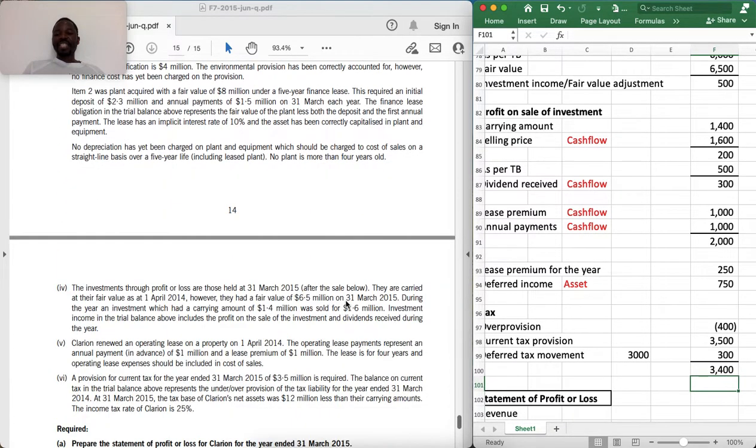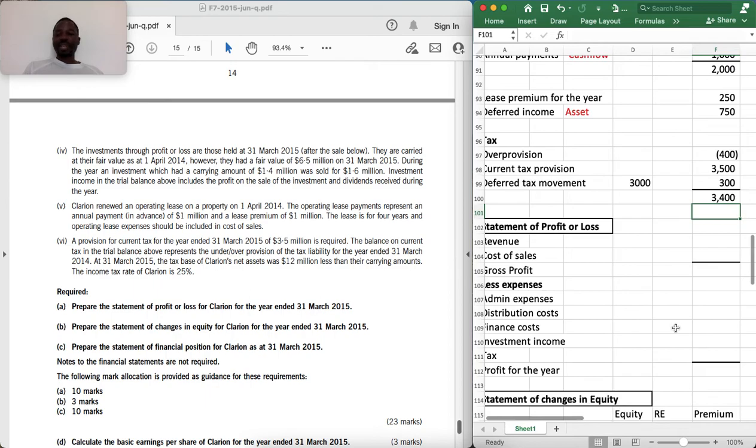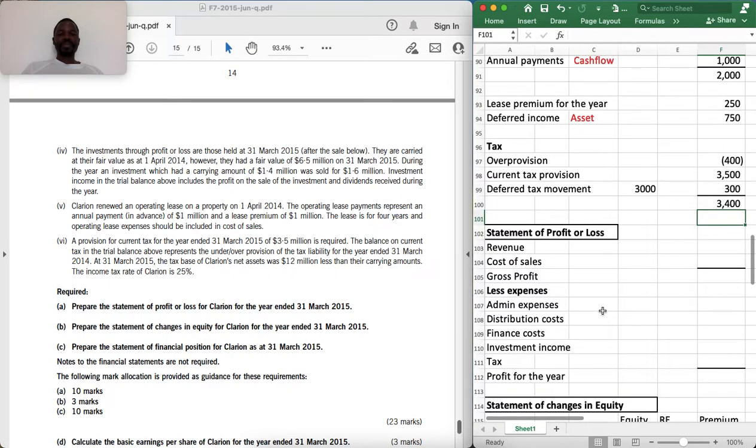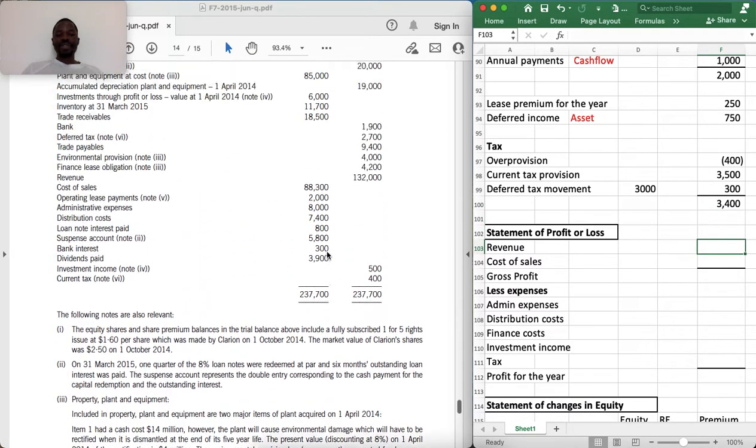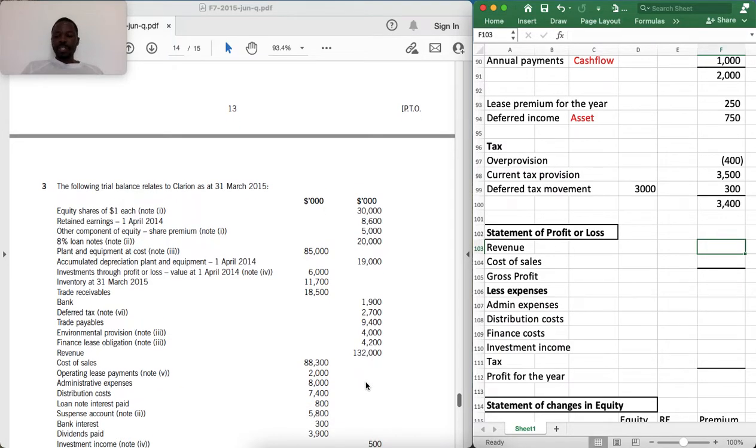We have finished the notes, and also we have finished about everything that we needed to calculate. Now let's answer the question. Prepare the statement of profit or loss for Clarion for the year ended 31 March 2015. Now let's put our revenue. Our revenue is 132. There is no adjustment on revenue.